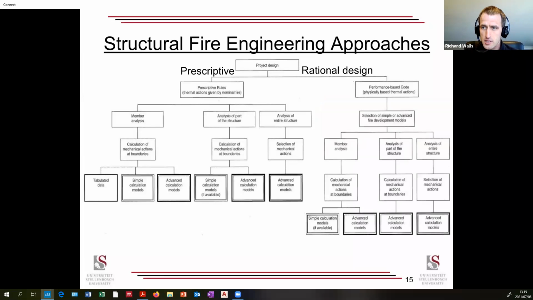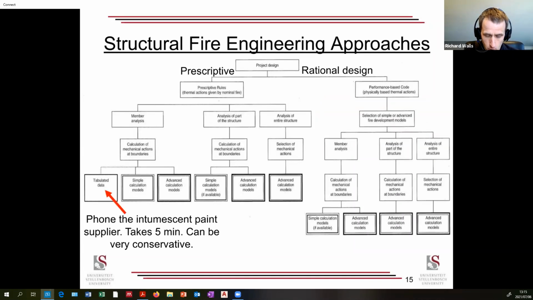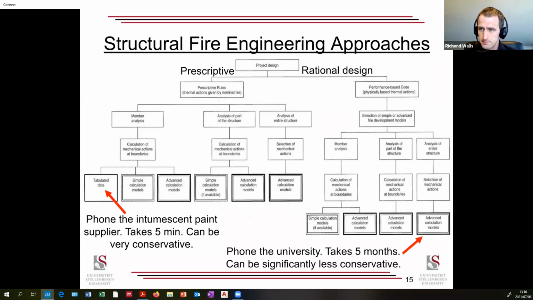So this is in the European code, the different guidelines for the range of solutions. And you can see you can have 10 different solutions to one problem. On the one hand, you've got tabulated data. You phone up the intumescent person, takes 5 minutes, or you look it up in a code. It's normally a bit conservative. You slap on some board, paint, etc., job done.